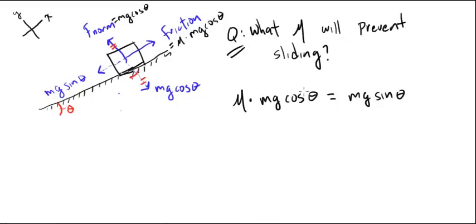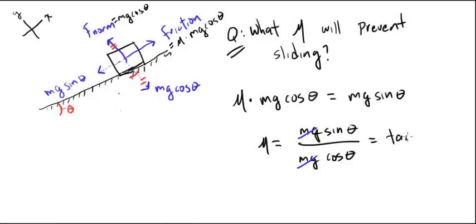Well, I don't know what m is, and I don't know what theta is, but one thing that we can see here is if we try to solve for mu, we get this. Mu equals mg sine theta over mg cosine theta. And this is an interesting result because you see m is irrelevant, it doesn't matter. And we get that mu equals tangent theta. So the necessary mu value to prevent sliding depends only on the angle of the ramp. Okay, g is irrelevant. So this is kind of an interesting result.